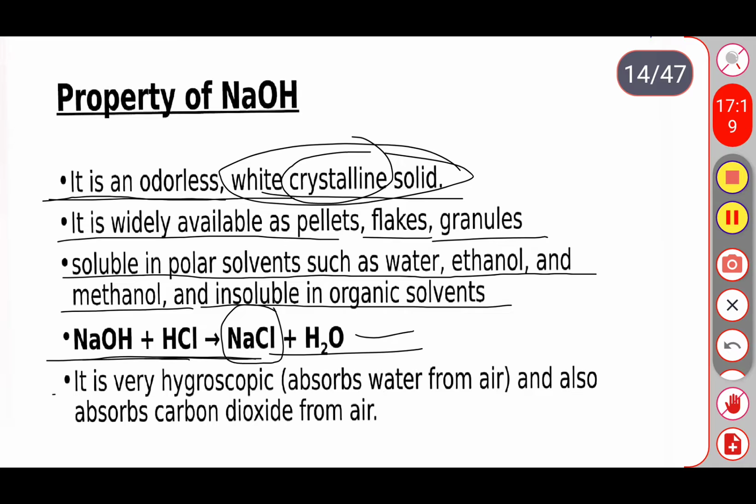It is very hygroscopic. Hygroscopic means absorption of water from air. It catches the moisture content which is present in the air and also absorbs carbon dioxide from air. So sodium hydroxide easily absorbs the moisture content, and it also absorbs carbon dioxide. So these are some of the properties of sodium hydroxide.